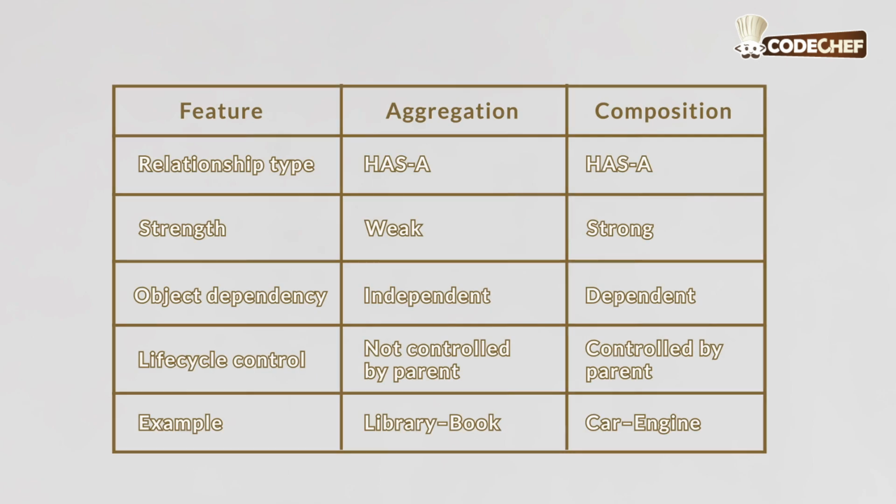Now let's look at a table that summarizes the features of aggregation and composition. So here you can see that for both aggregation and composition, the relationship type is has-a. The relationship strength of aggregation is weak, whereas of composition is strong. The object dependency of aggregation is that the child and parent are independent, whereas in composition it is totally dependent. The life cycle in aggregation is not controlled by the parent, whereas the life cycle is controlled by the parent in composition. An example of aggregation is a library and its book, and an example of composition is a car and its engine.